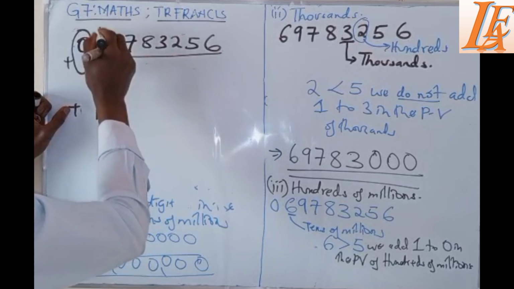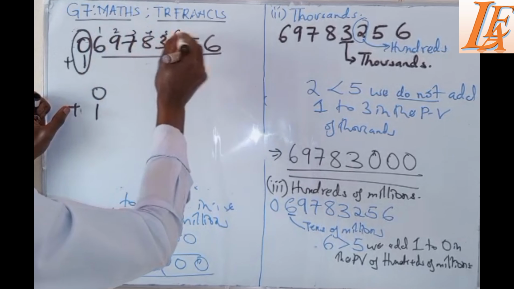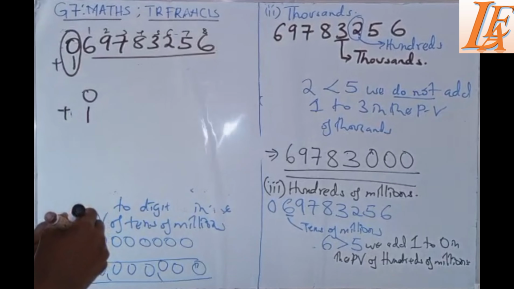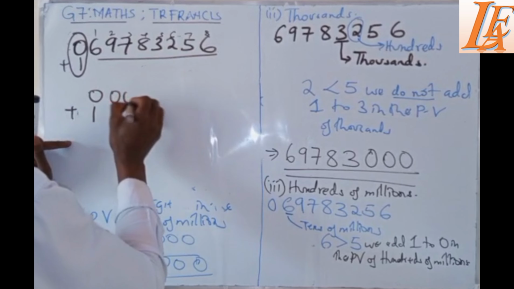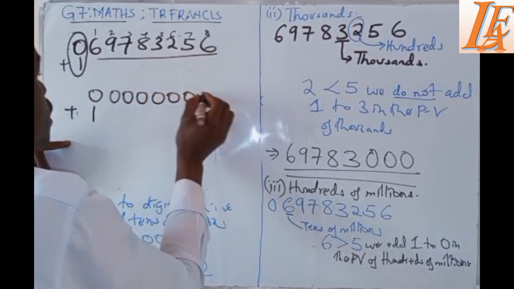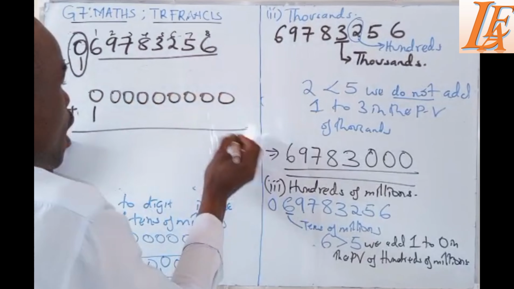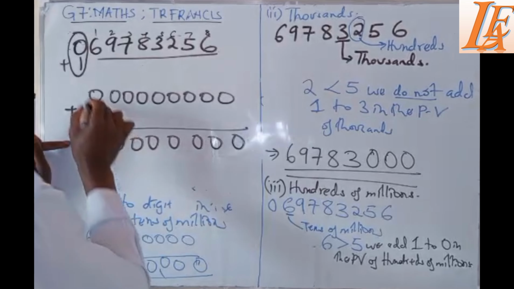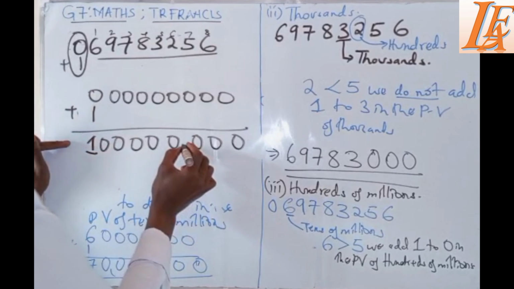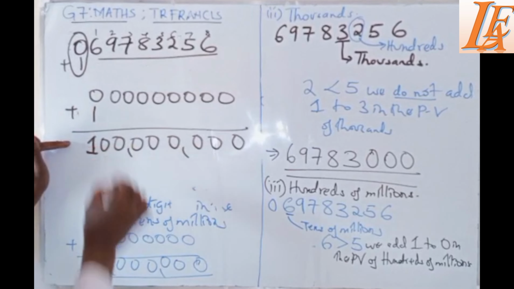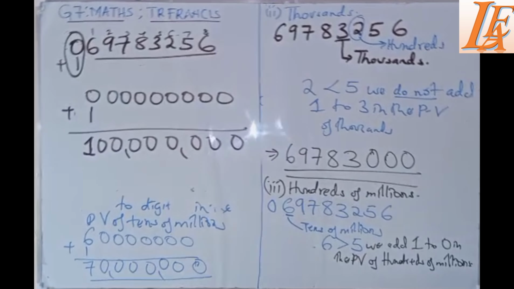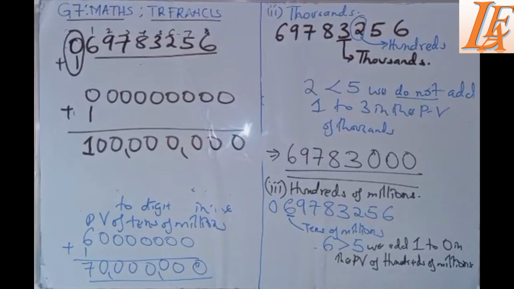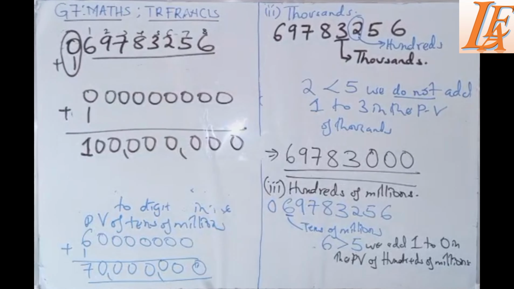So we count them: 1, 2, 3, 4, 5, 6, 7, 8. This is why we count them, so that you may not miss the number of 0s. So we have eight 0s. Then 0 plus 1 is 1. So this gives us 100 million. So that's how you're supposed to round off. See you in the next lesson talking about natural numbers. You can take time, and we do more examples.